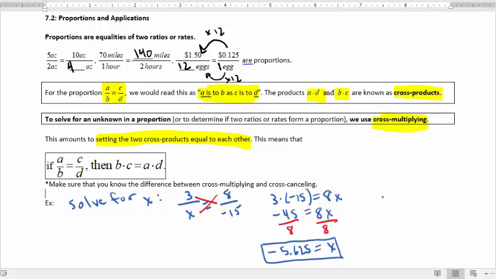So that's one thing that you could do. Well, that's the other thing that you could do, right? Solve for the unknown in a proportion. And you just do it by cross multiplying.